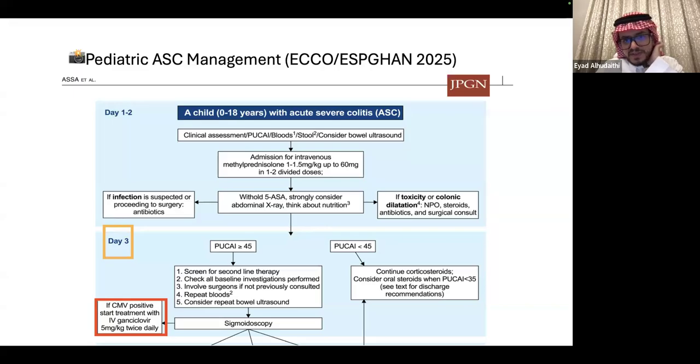So here's the latest ECCO guideline. It was published just recently, a few months back. And if you can see, by day 3, I have highlighted the sigmoidoscopy. If CMV positive, start treatment.